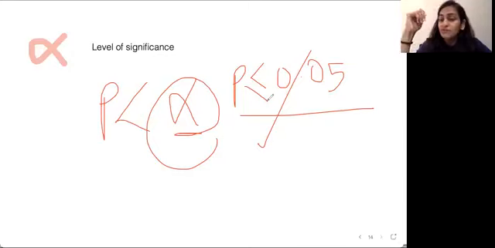So two things I told you. Coming back to it for a second, if my p-value is less than 0.05, what can I say? Can I reject the null hypothesis or can I accept the null hypothesis?